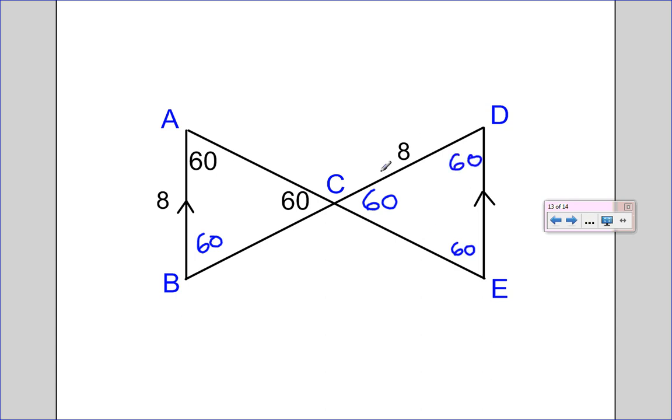So all the angles match up. And if a triangle is equiangular, it's also equilateral. So if this is 8, that means this is 8. If this is 8, that means this is 8. So it looks like all the sides and angles do match up, so I can actually conclude that these two triangles are congruent.